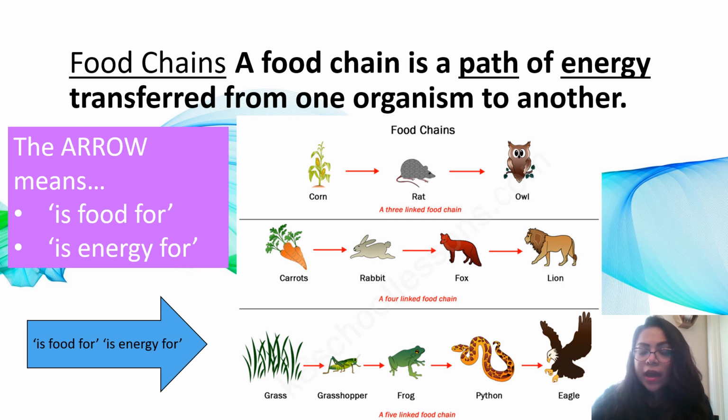For example, I have 3 food chains here. I would say that the corn is food for the rat. The corn is energy for the rat. The rat is food for the owl. The rat is energy for the owl. And the same thing would be for the second and the third food chain. Something that I notice here is that the sun is missing. The sun will have to be added here.